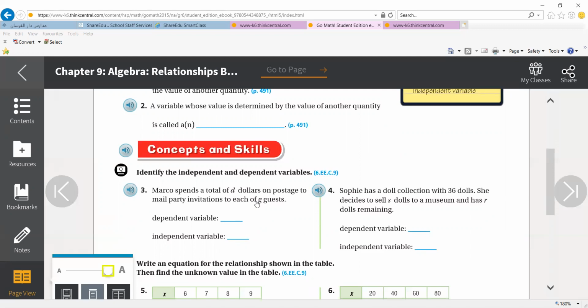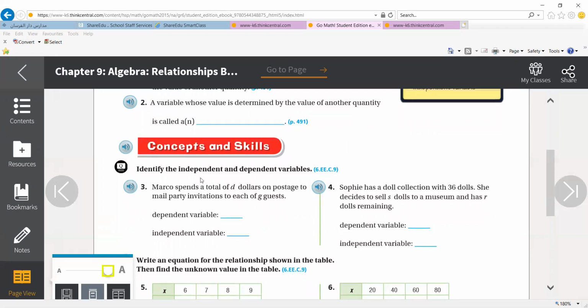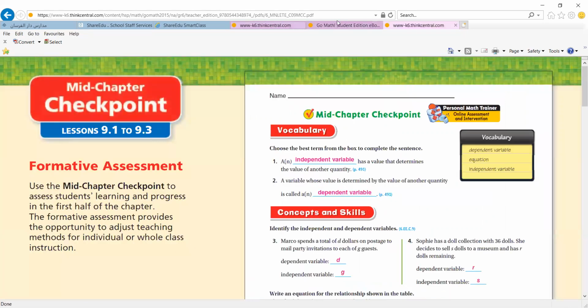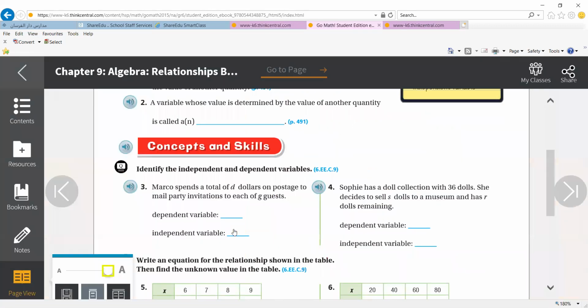Okay, 1 minute, girls. He spent $D on G guests. Guests can be as much as he wants, and dollars, 1 minute. Dollars can be, so this is dependent. This is dependent because I did not read the whole question.